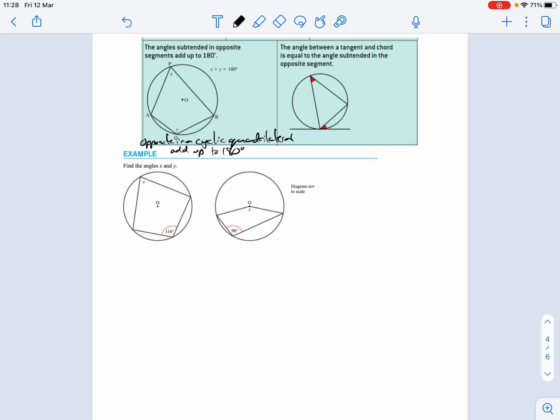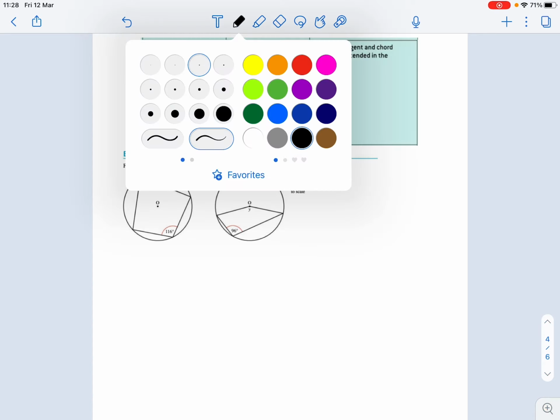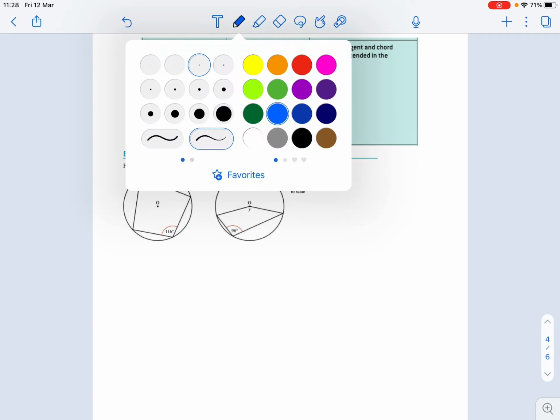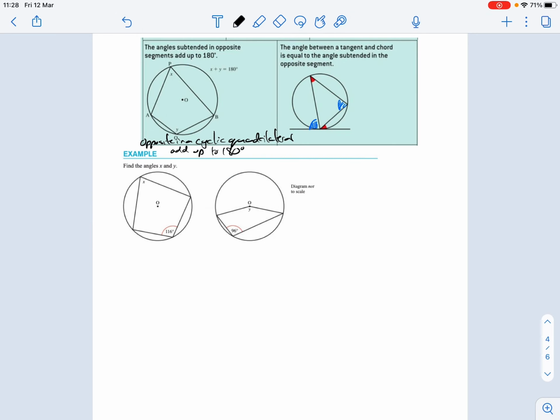Second one is that the angle between a tangent and a chord is equal to the angle subtended in the opposite segment. That might look a little bit confusing, but in essence it's telling us that we've got a chord and we've got a triangle within there, that these two red angles are the same, and equally this blue one, again between the tangent and the chord, we've got the same angle on the opposite side. So how are those in practice?